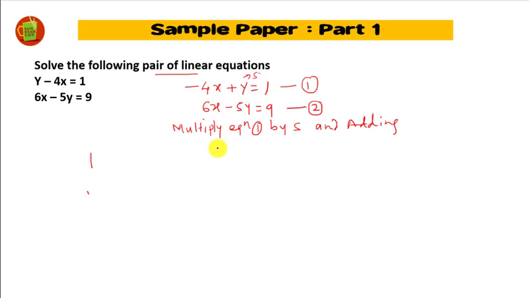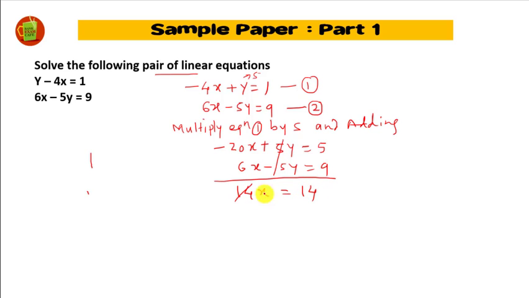So here it will be 5 4s are 20, minus 20x plus 5y is equal to 5 1s are 5. And here we are not doing any changes, so it will remain as it is. So it is 6x minus 5y which is equal to 9, and since we are adding, these two will be eliminated, and minus 20x plus 6x, that will be minus 14x, which is equal to, here we are also adding, so 9 plus 5 it will be 14, and so 14 and 14 will get cancelled, and so x is equal to 1.